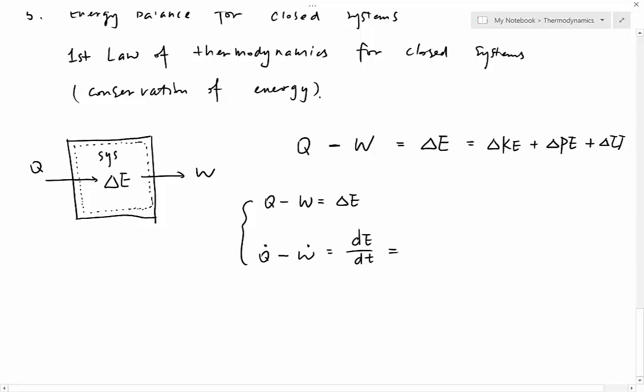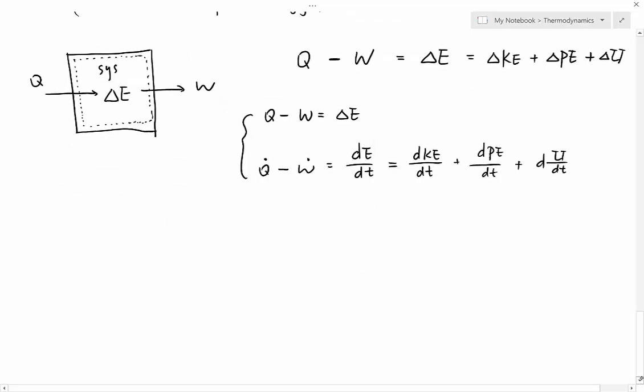How do we write dE over dt? And then again, we expand capital E into the three components: dKE over dt, dPE over dt, and then the last one, d internal energy over dt. Okay, so you have two options for the first law. If you have a closed system, you can choose the one that is the best choice for the problem.